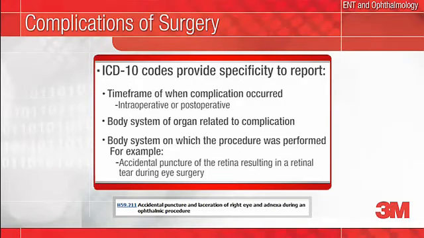Additional elements needed for code assignment, which the coder should be able to determine from the record, are body system or organ affected and body system on which the procedure was performed. For example, accidental puncture of the retina resulting in a retinal tear during eye surgery is assigned to H59.211.